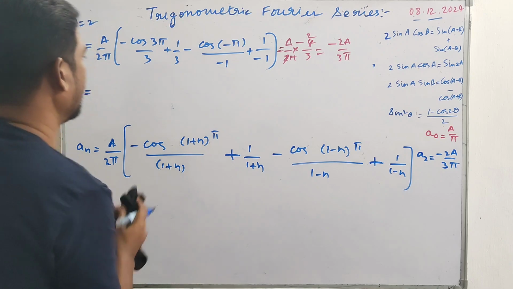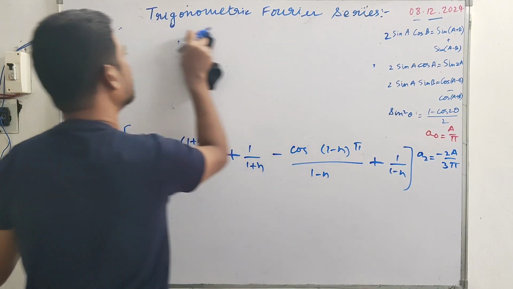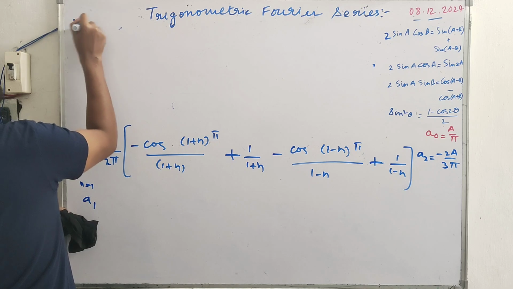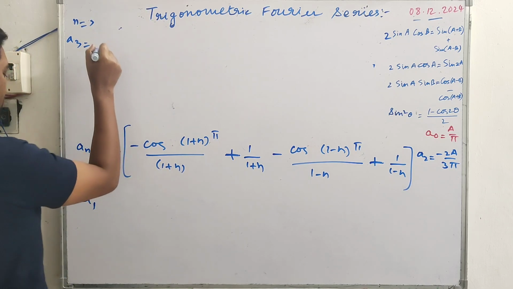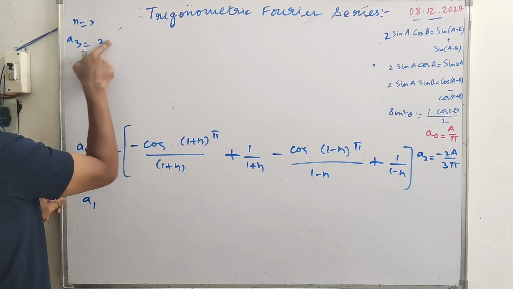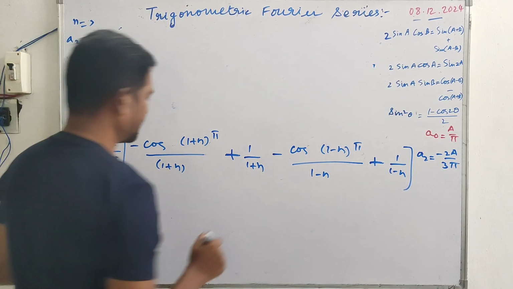Alright, that's for A2. N equal to 3 gives A3. N equal to 3 gives A3, and A3 once again is A by 2 pi, and inside the bracket what do we have?